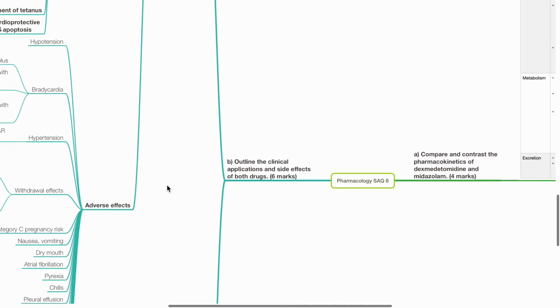B. Outline the clinical applications and side effects of both drugs, 6 marks.